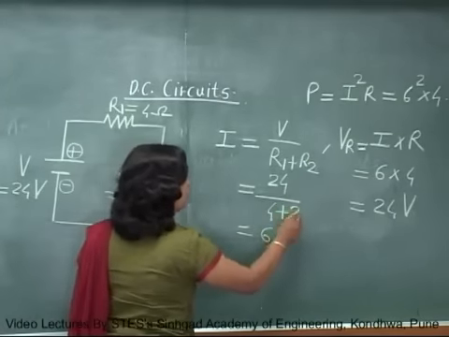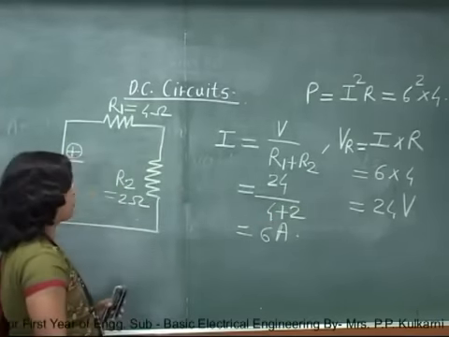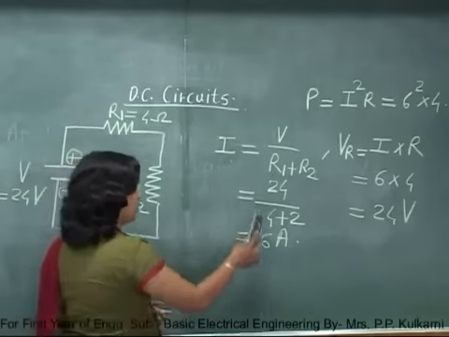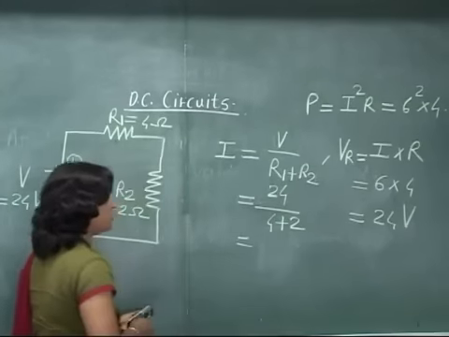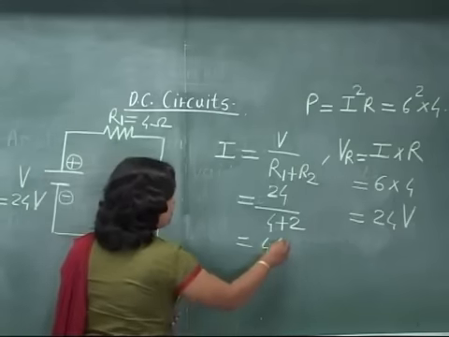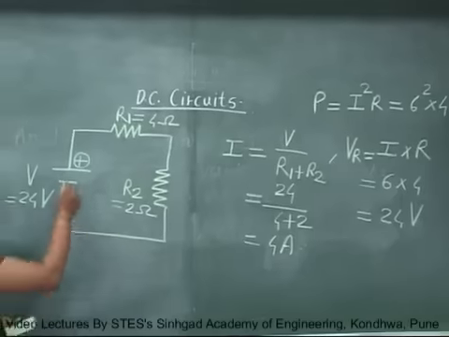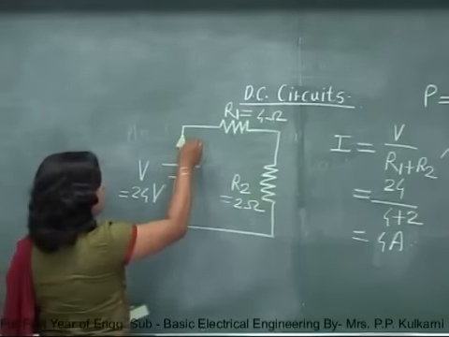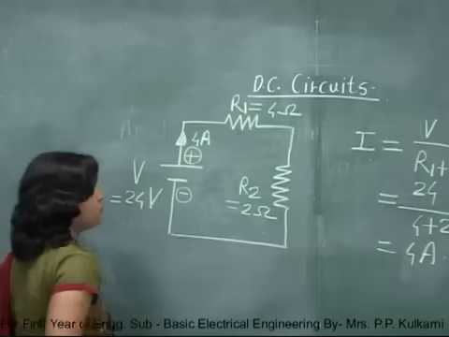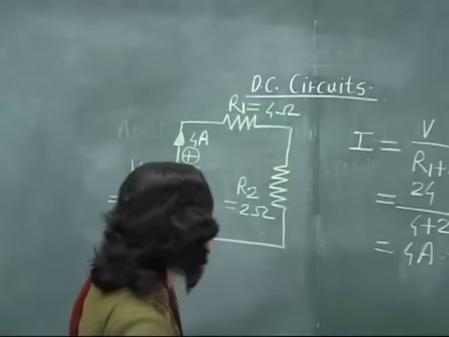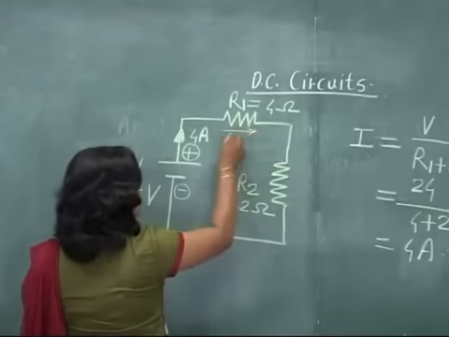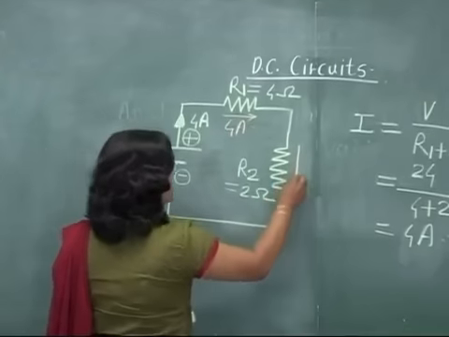So you will get the denominator as, say, 4 plus 2, and then you will get the current flowing through this circuit equals to 4 amperes. Now since these two resistances are connected in series, the same current, 4 ampere current, will flow through the resistance R1 as well as R2.